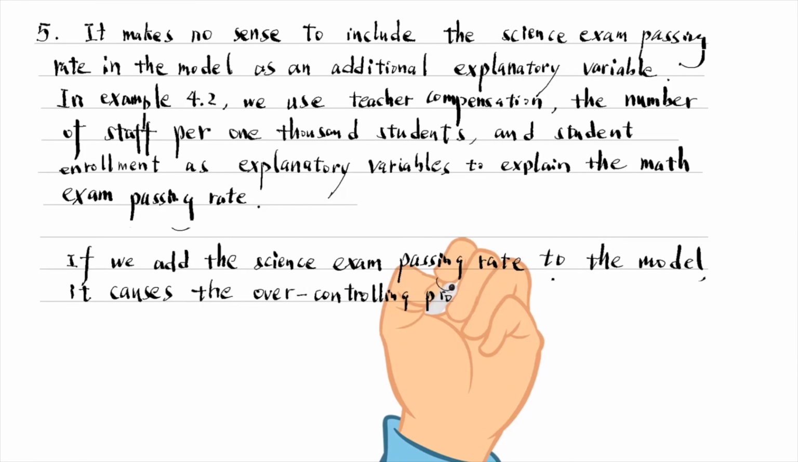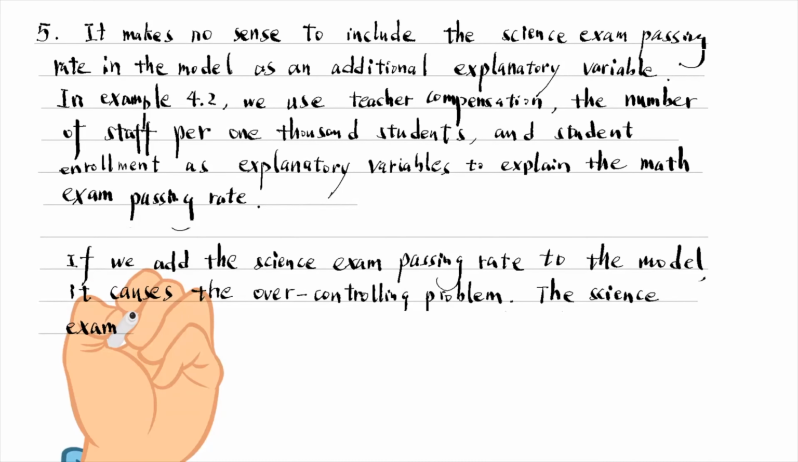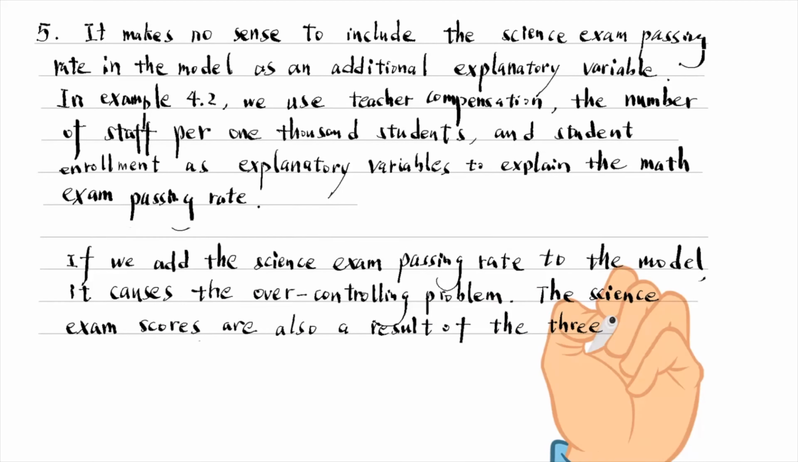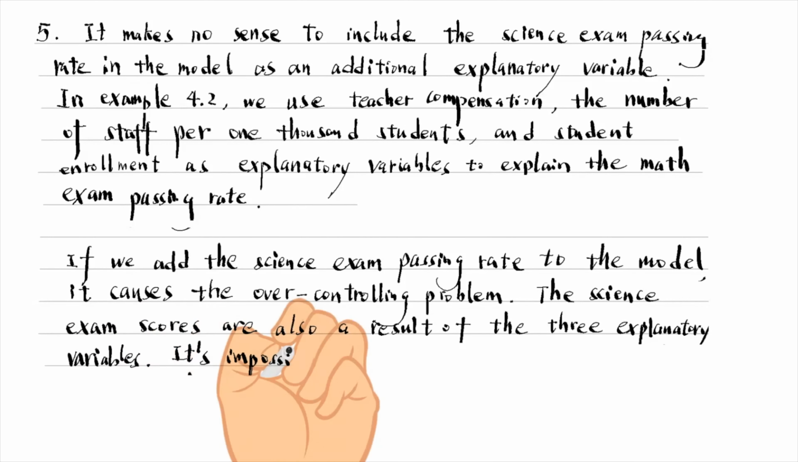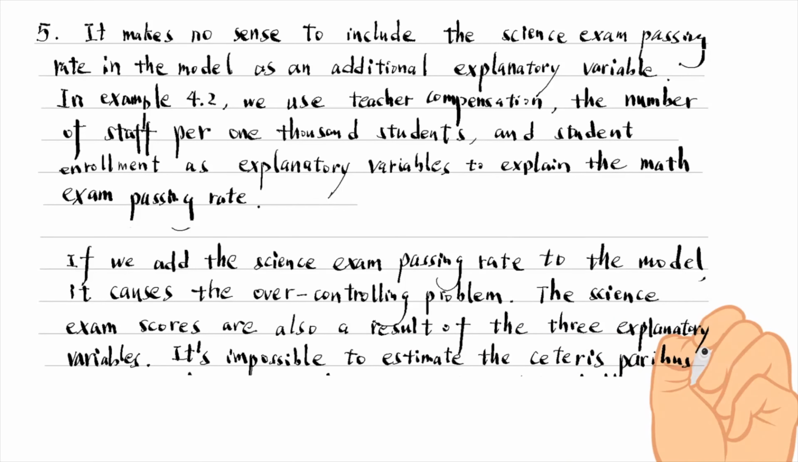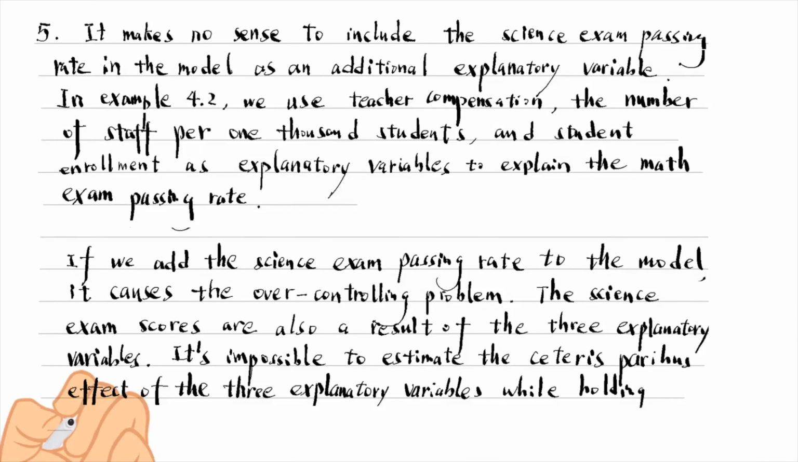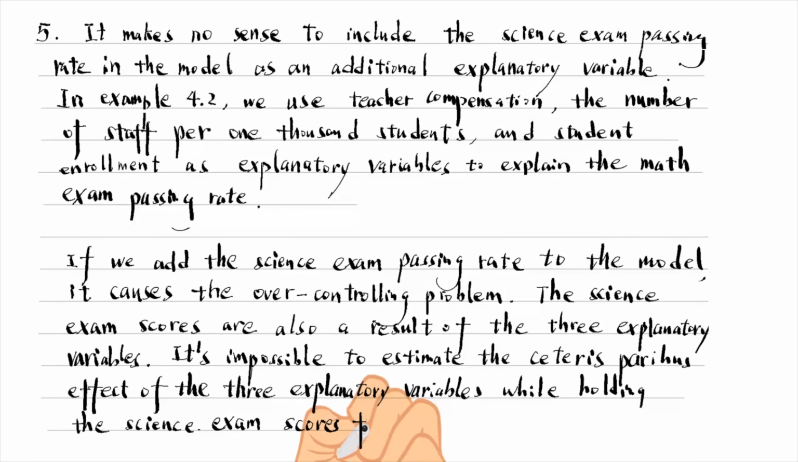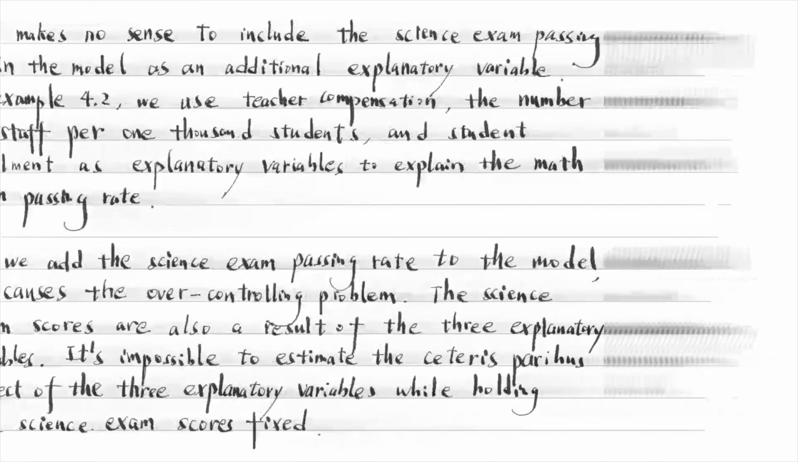It's also known as the bad control problem. The science exam scores are also a result of the 3 explanatory variables mentioned above. It is impossible to estimate the ceteris paribus effect of the 3 explanatory variables while holding the science exam scores fixed. So the science exam passing rates should not be included in the model.